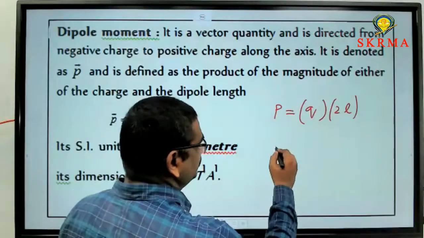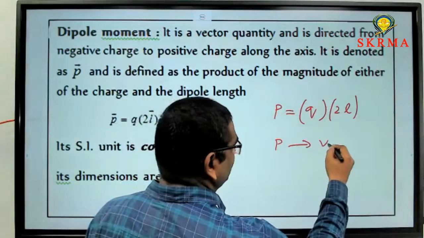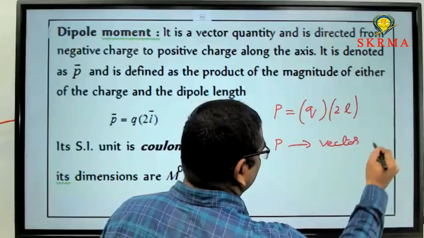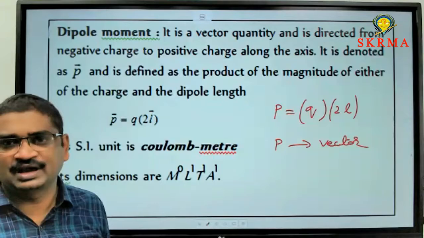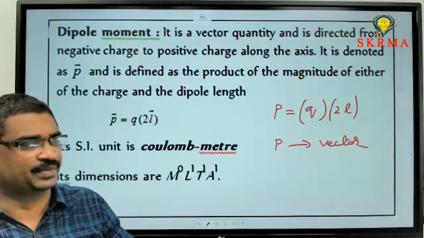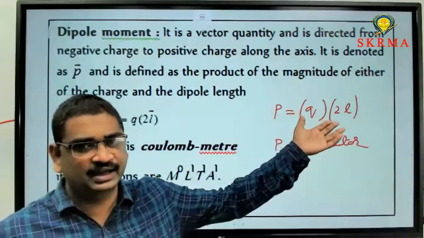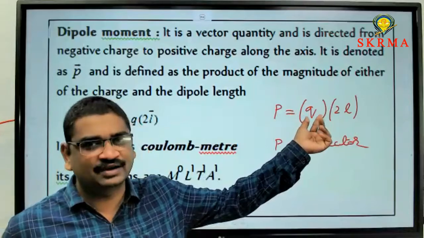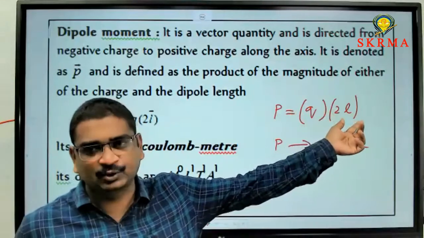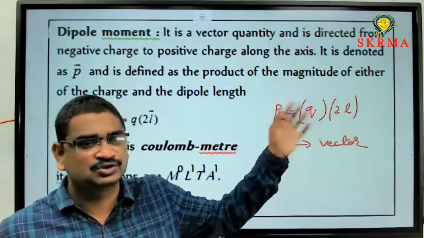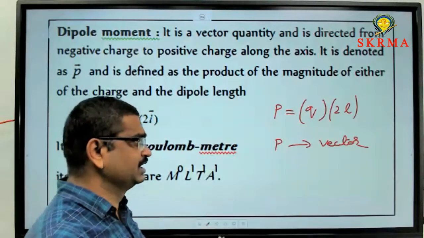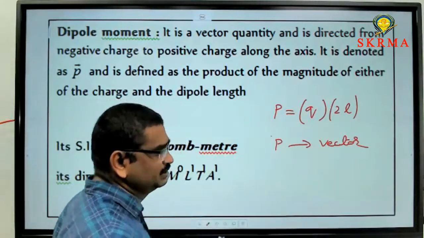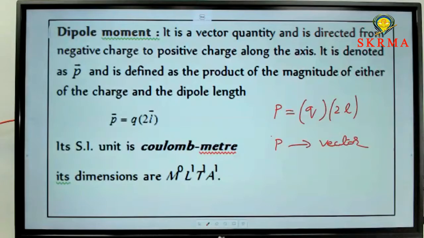Now, this dipole moment is a vector quantity. The basic definition of dipole moment is the product of the magnitude of charge and the distance between them. This is the dipole moment equation. The magnitude of charge is q, and in the previous diagram 2l is the distance between the two charges. So q into 2l is the dipole moment. Dipole moment is a vector quantity.